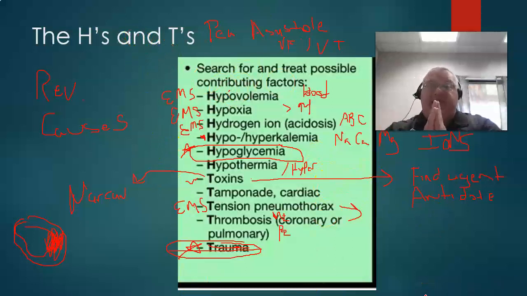All right, that's it for the H's and T's. Again, got to memorize them. Memorize, memorize, memorize.